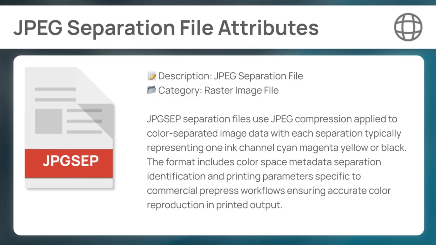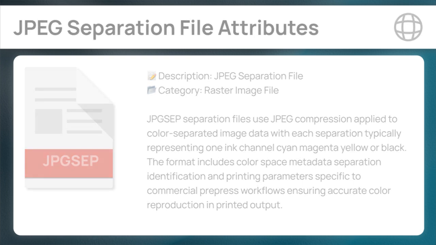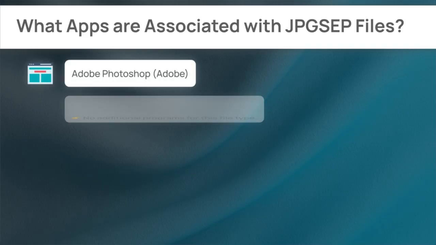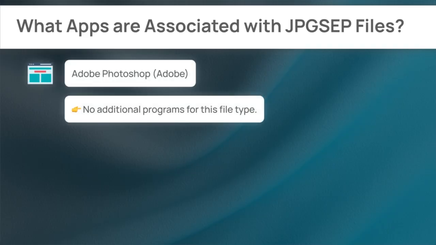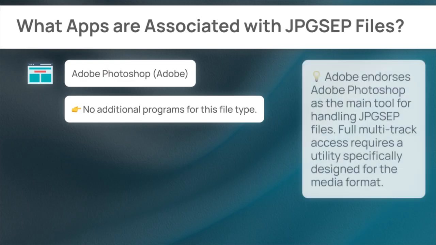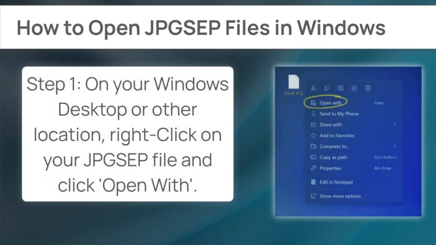The format includes color space metadata, separation identification, and printing parameters specific to commercial prepress workflows, ensuring accurate color reproduction in printed output. Most installations default to associating Adobe Photoshop from Adobe with JPGSEP. Full multi-track access requires a utility specifically designed for the media format. Windows can reveal the final image, but underlying detail work needs an image editor. The solution lies in finding the correct software match.